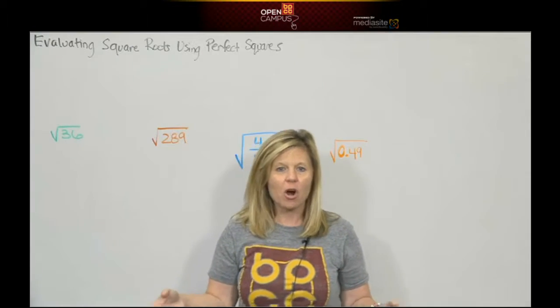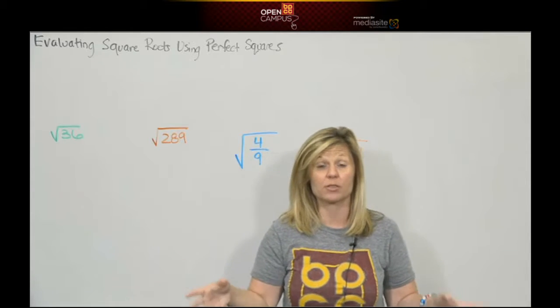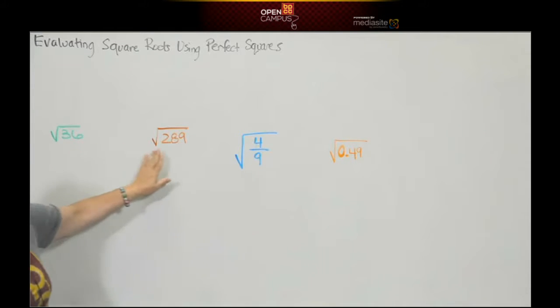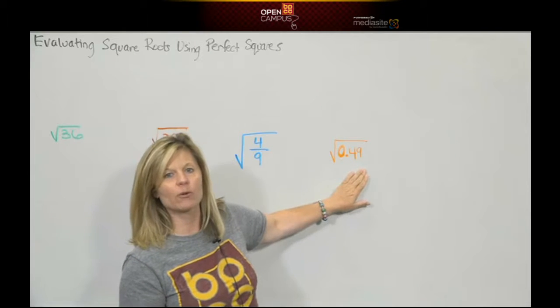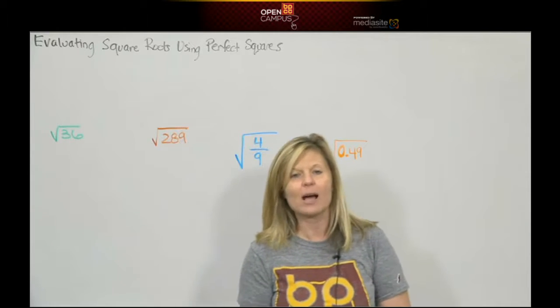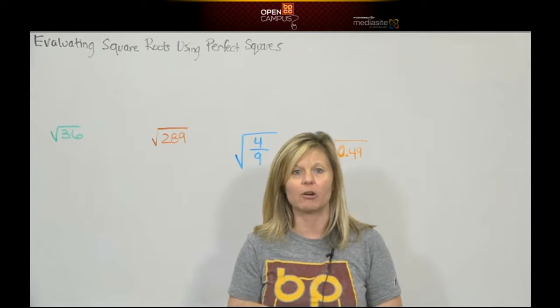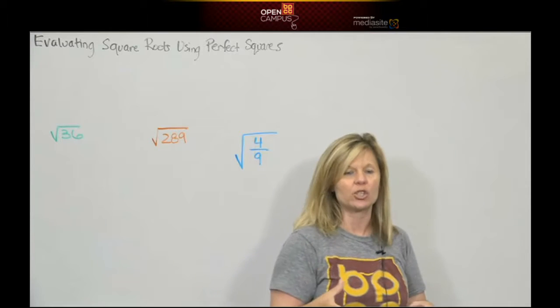Okay, everybody, so our goal is to evaluate expressions that contain square root or radical symbols. If you look here, I have 4 expressions: square root of 36, square root of 289, square root of 4/9, and the square root of 49/100. And I want to find out what their value is on my own. I do not want to be using a calculator. I want to understand what this symbol means as an operation.